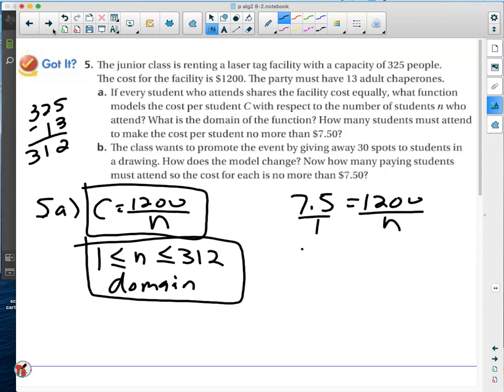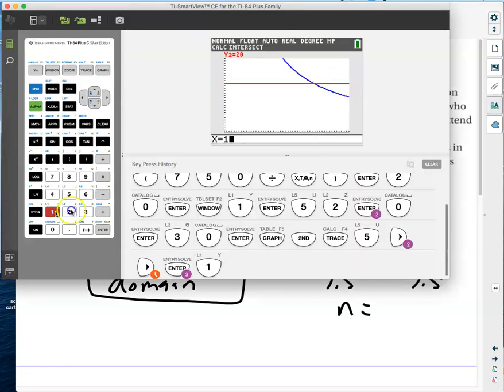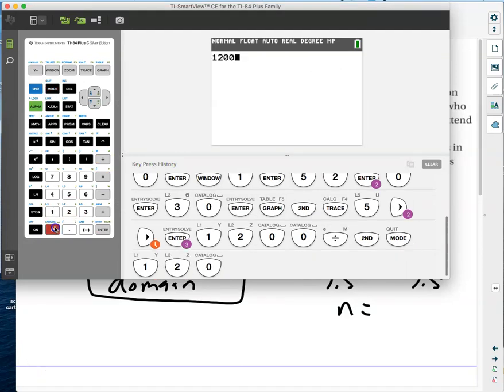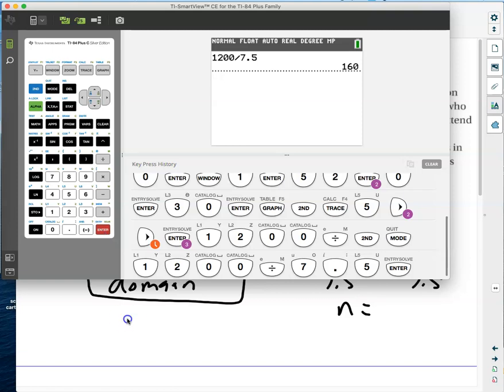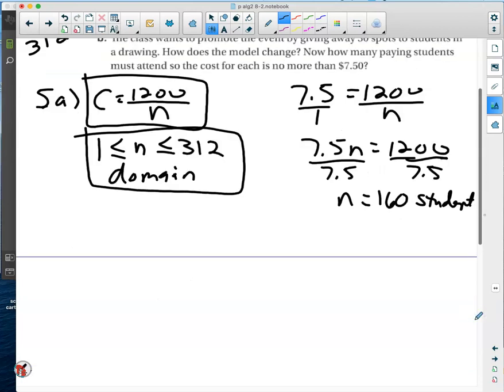And again, we could do this algebraically by cross-multiplying and then dividing by 7.5. Oops. I'll get back to the main screen. There we go. 160. 160 students.